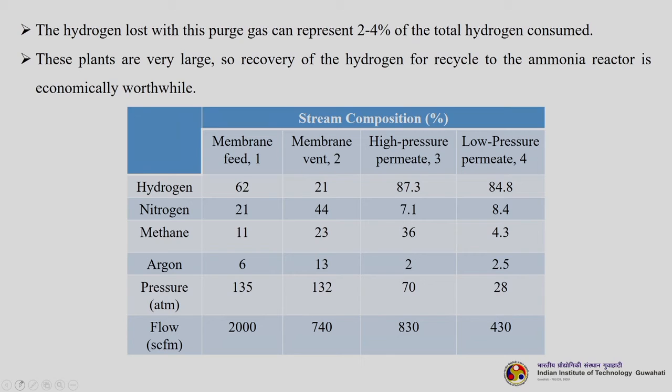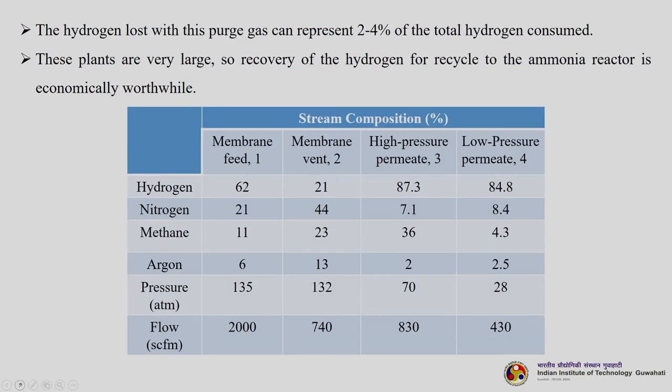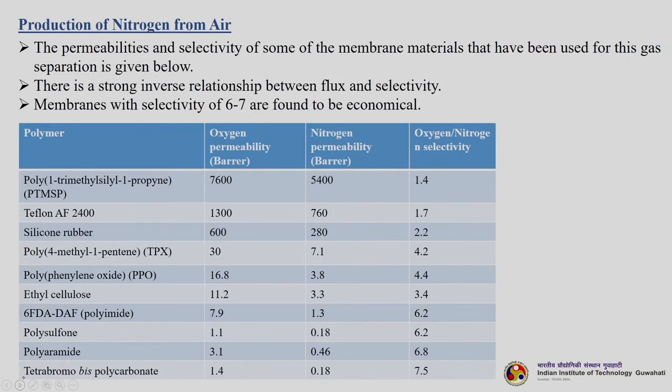So, you can see this is a stream composition: membrane feed, membrane vent, high pressure permeate and low pressure permeate. If you go back and see again, this is 1, this is 2, this is 3 and this is 4. So, you can see the composition, how it is varying at different stages. You can get a fair idea of how hydrogen is getting enriched, in the high pressure permeate as well as the low pressure permeate, after passing through 2 membrane stages.